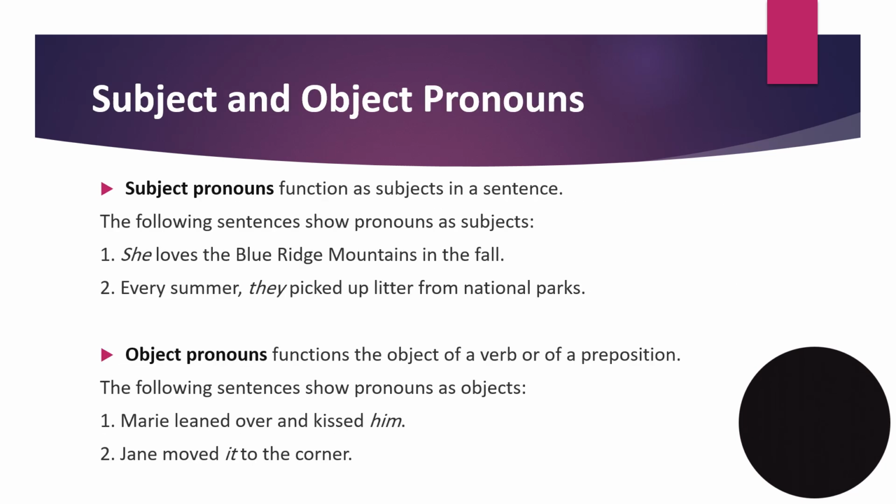Subject and object pronouns. Subject pronouns function as subjects in a sentence. The following sentences show pronouns as subjects. She loves the Blue Ridge Mountains in the fall. Every summer, they picked up litter from national parks. Object pronouns function as the object of a verb or of a preposition. The following sentences show pronouns as objects. First, Mary leaned over and kissed him. Second, Jane moved it to the corner.